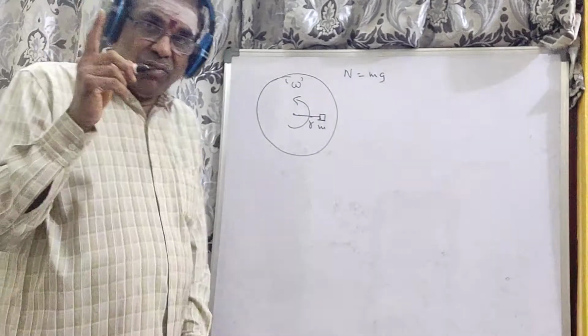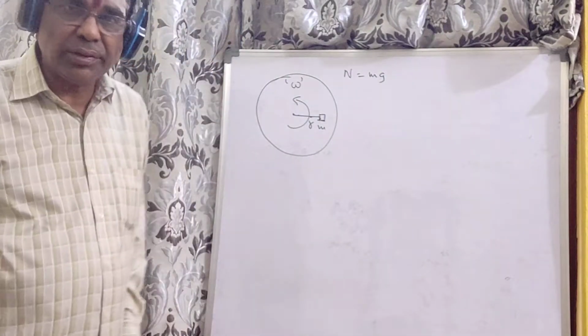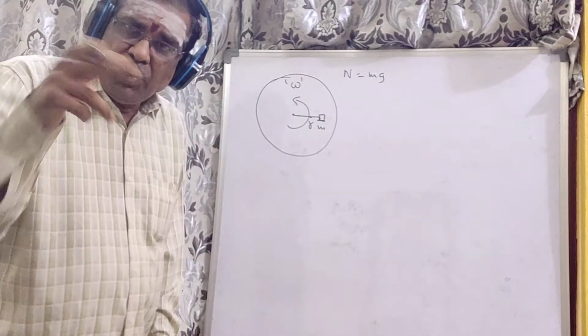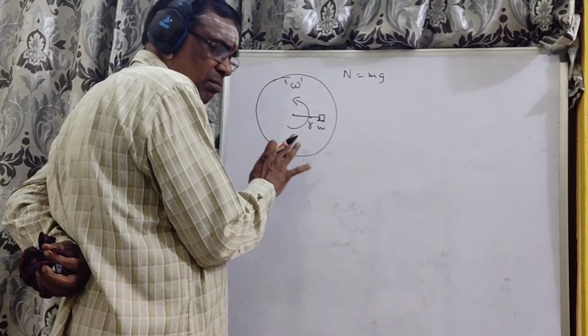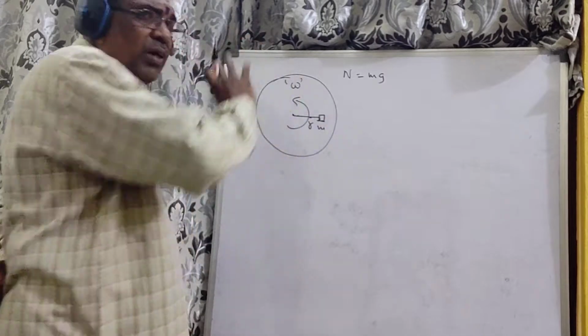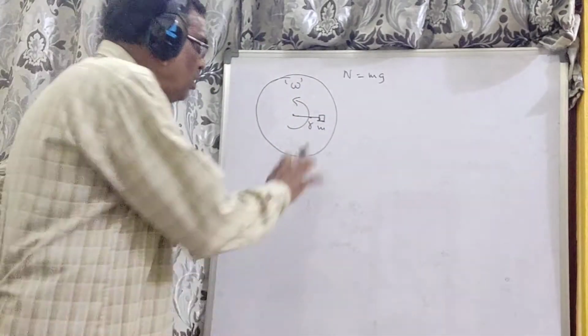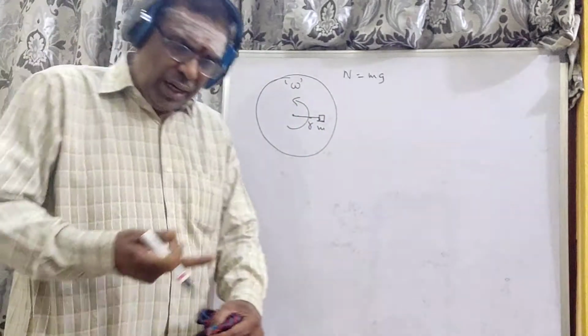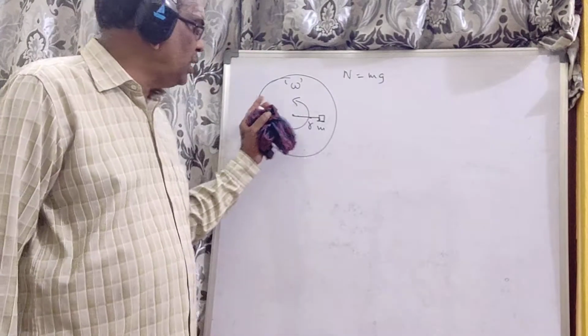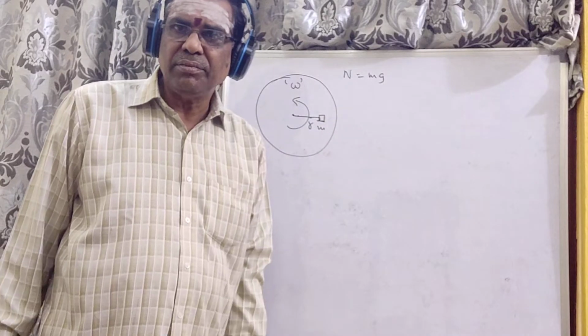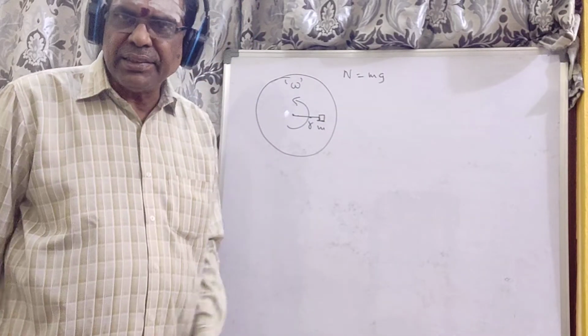But what is the frictional force? How do you get it? I told you. If friction were not present, and you place a body here and start rotating the disk, what could have happened? This will try to throw away the body. We see this in many places.